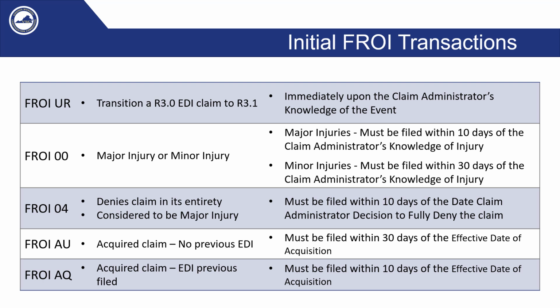The FROI AQ and AU are for acquired claims. The AU is used when no previous EDI has been submitted and must be submitted within 30 days of the effective date of acquisition. A FROI AQ is used when EDI has previously been submitted by the prior claim administrator and must be submitted within 10 days of the effective date of acquisition.